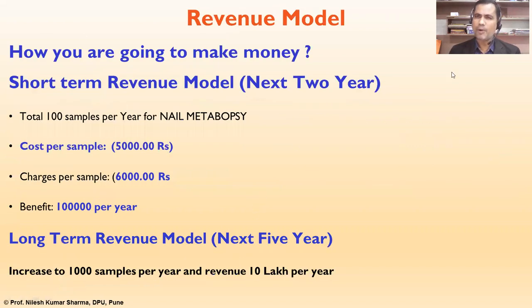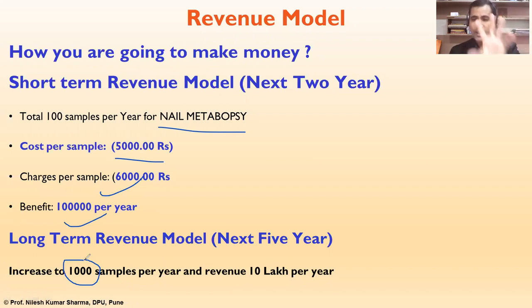Then the revenue model. Any startup idea should have sustainable, self-generating revenues, right? For our NEL Metabopsy, the cost per sample will be around 5,000. For long-term revenue, we plan for at least 1,000 samples, or individual NEL clippings, to go for NEL Metabopsy. Once the data is generated, it will be useful to the individual, to society, to government agencies, and even to social networking sites, to create a sustainable, healthy environment among the population on this earth.